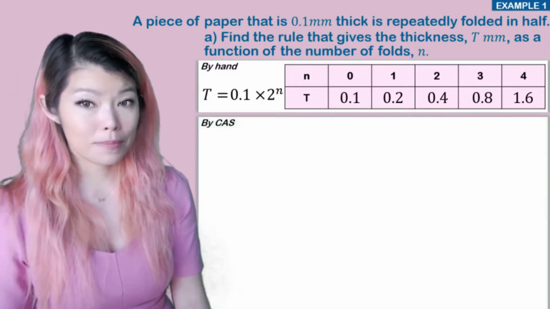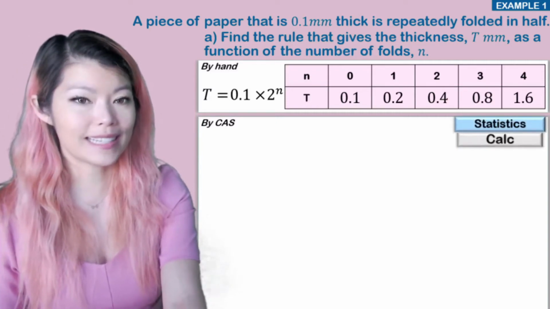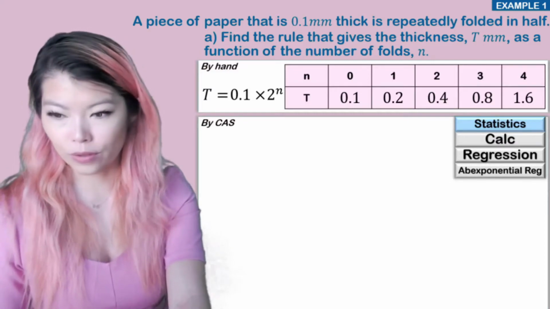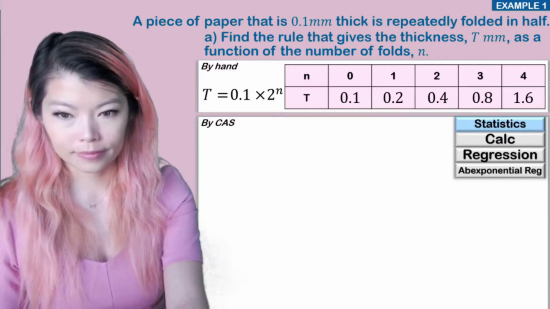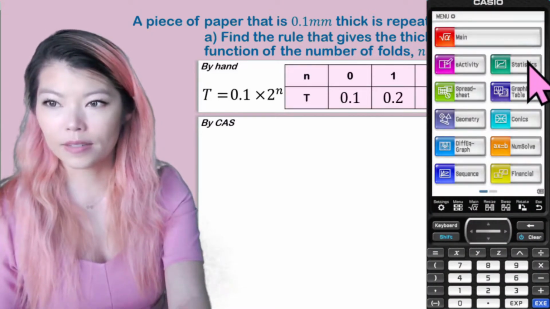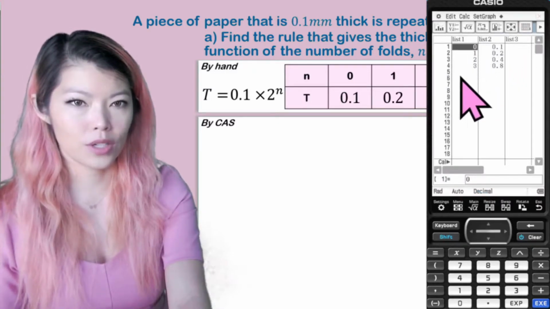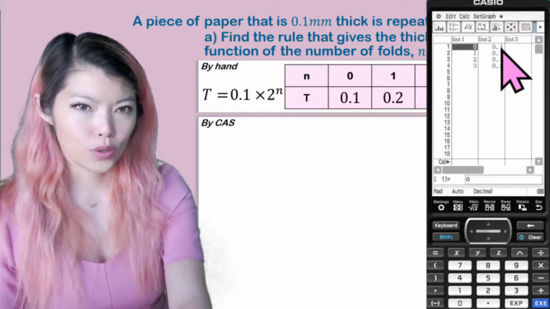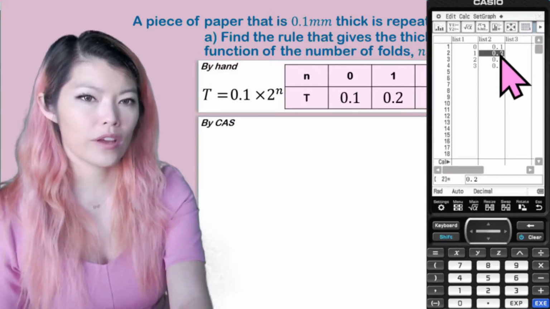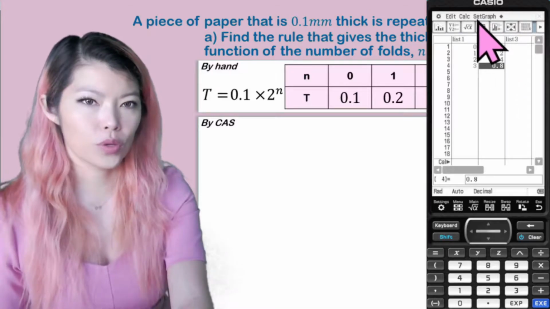You could also do this by CAS. Let me take the CAS out and show you. So we're going to go to statistics, calc, regression, and AB exponential. We go to statistics, and I've plugged in the numbers, but you can put your X values in here, see 0, 1, 2, 3, and then your Y value. So when it's 0, we have 0.1 thickness. When we fold it once, we have 0.2 thickness, fold it again, 0.4, 0.8, and I stopped at 3 because we don't need that much.